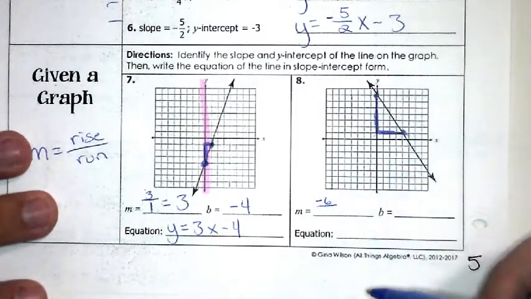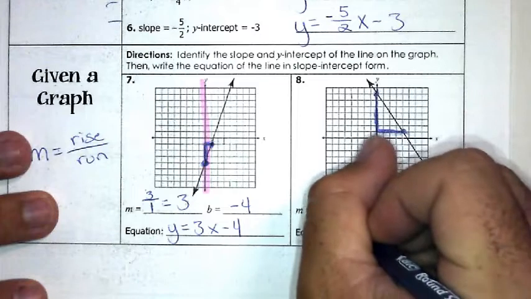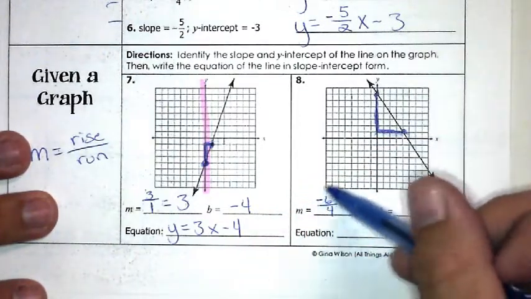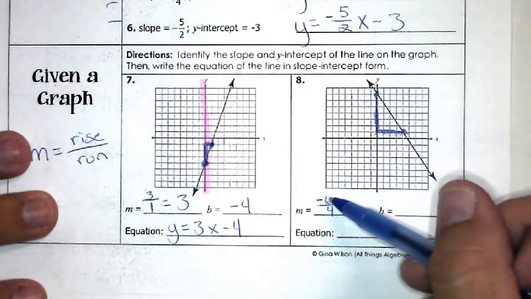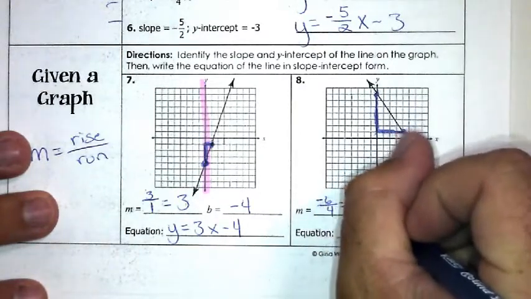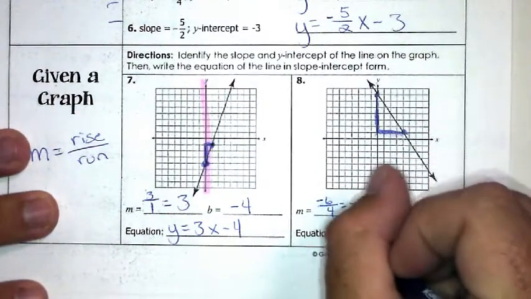Okay? All right, now what was my run? 4. Okay? Now, it is improper, which is okay. All you got to do is reduce the fraction like it's a normal fraction. What does 6 over 4 reduce to? Negative 3 over 2, because negative divided by a positive is a negative. So I have my slope.